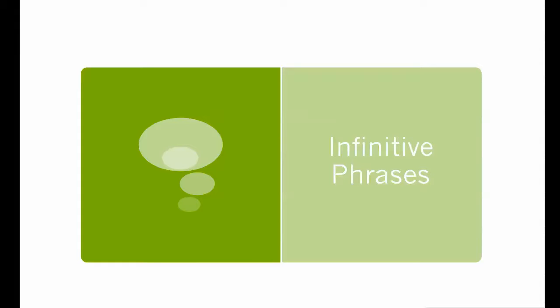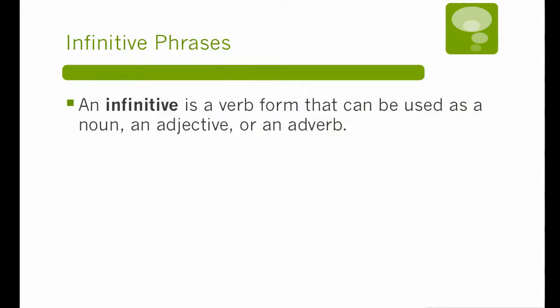In this video, you will learn how to identify infinitive phrases and to describe their function in a sentence. An infinitive is a verb form that can be used as a noun, an adjective, or an adverb. An infinitive starts with the word to, and to is followed by a verb. We often call the infinitive or think of it as an unconjugated verb.